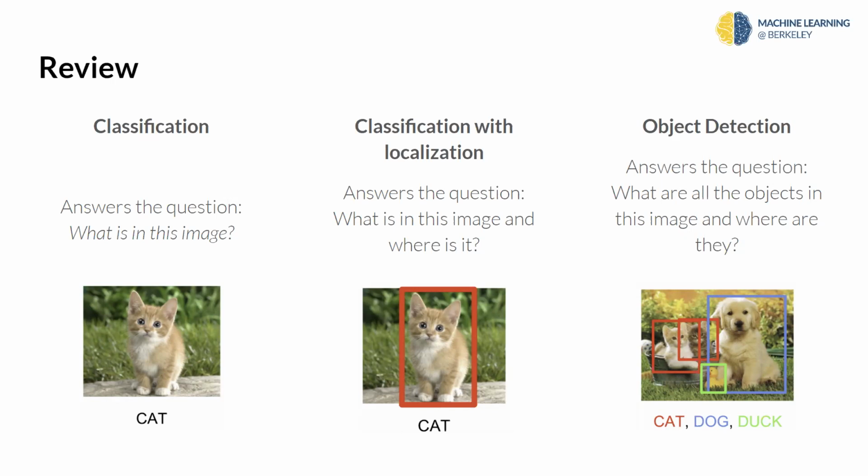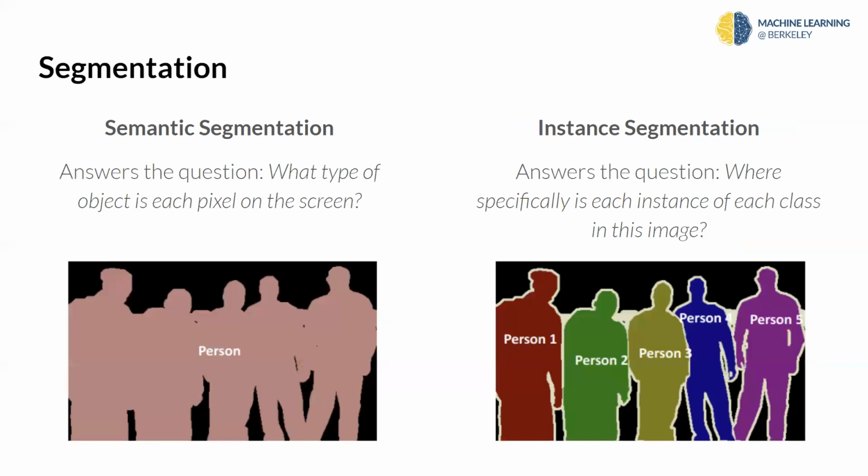As some review of the last lecture, we talked about how to go from a classification model, which tells you what's in an image, to a classification with localization model, which tells you what's in an image and where it is in the image. And then finally we went to object detection, which was answering that same question, but for a multitude of objects within an image. So to continue that, we have segmentation.